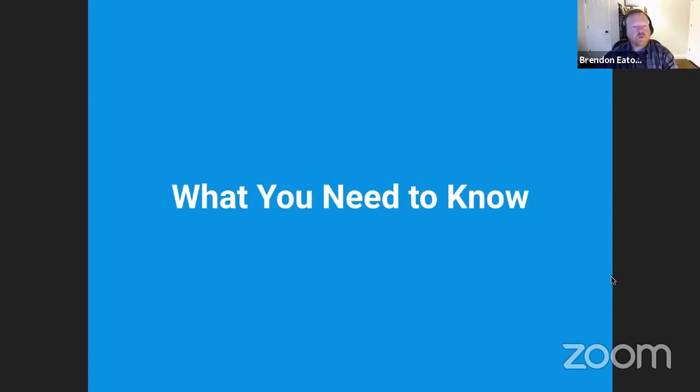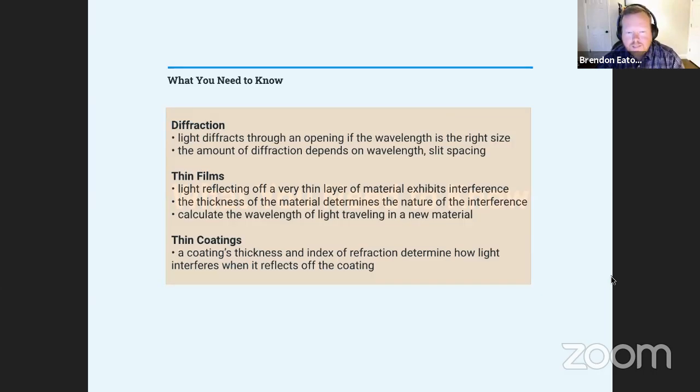All right, so this is what you need to know from this lesson. The first thing is the idea of diffraction. And we know that light diffracts through an opening if the wavelength is just the right size. And the amount of diffraction also depends on its wavelength and the slit spacing in a small little diffraction grating.